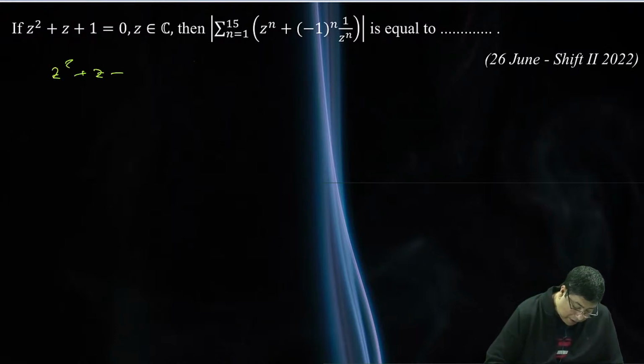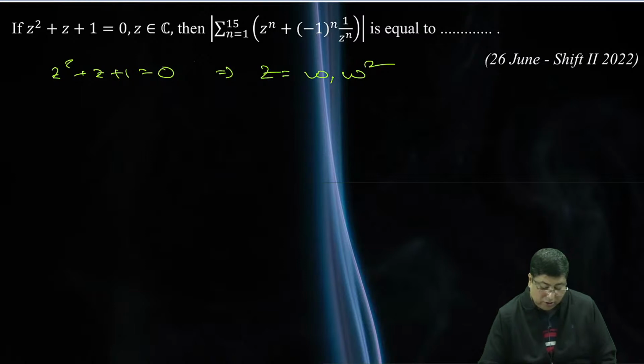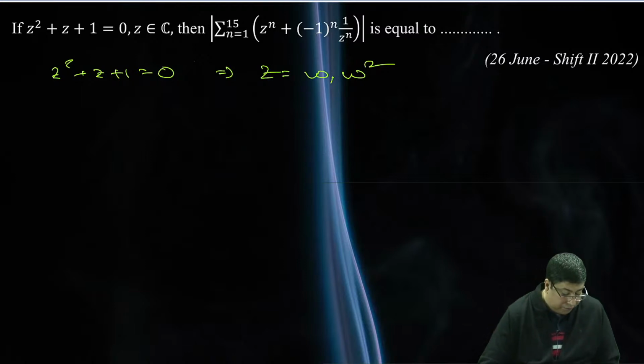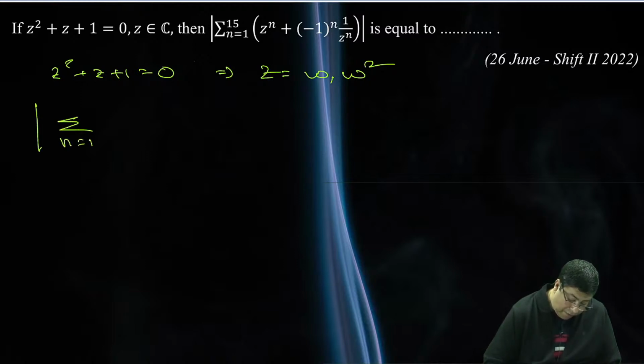z square plus z plus 1 equal to 0, so z equal to omega. Whenever we see x square plus x plus 1 equal to 0, it means omega and omega square. So we can write this as the summation of n equal to 1 to 15 of z to the power n plus minus 1 to the power n, 1 by z to the power n.